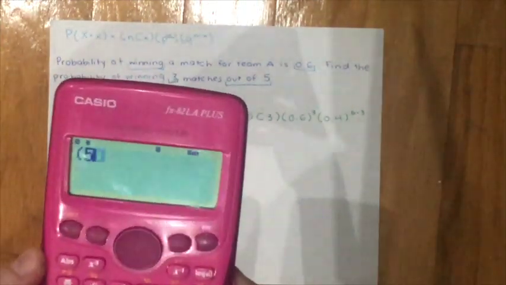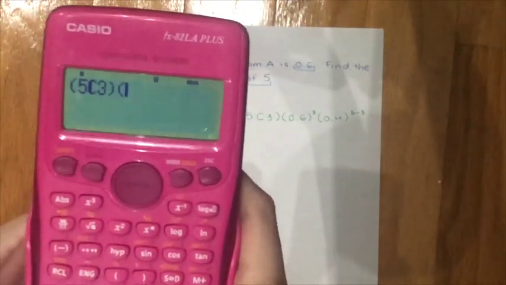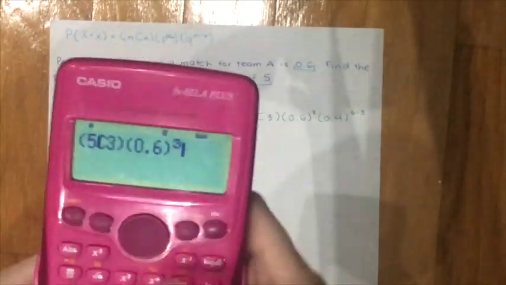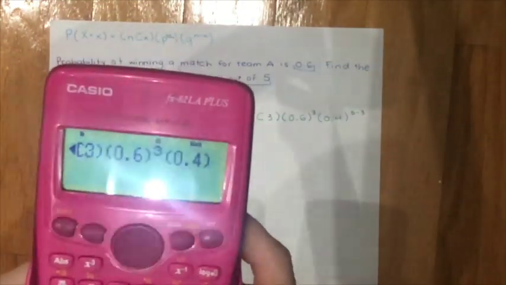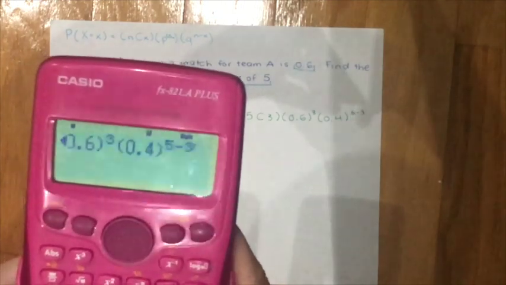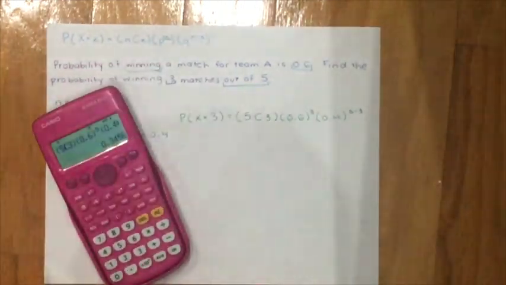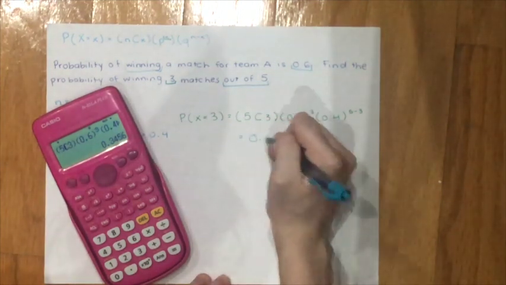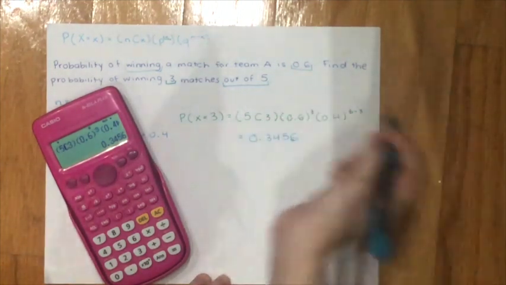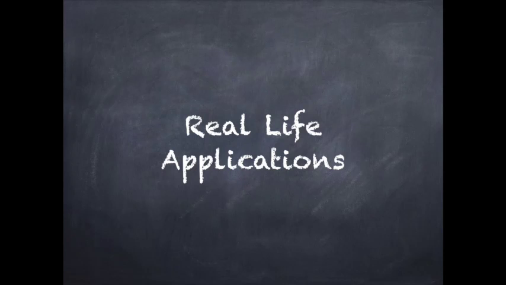We input that in the calculator. So it's 5, C, 3, 0.6 to the power of 3, 0.4 to the power of 5 minus 3. That's, in decimal form, 0.3456. So 0.3456 is the probability of winning 3 out of 5 times.